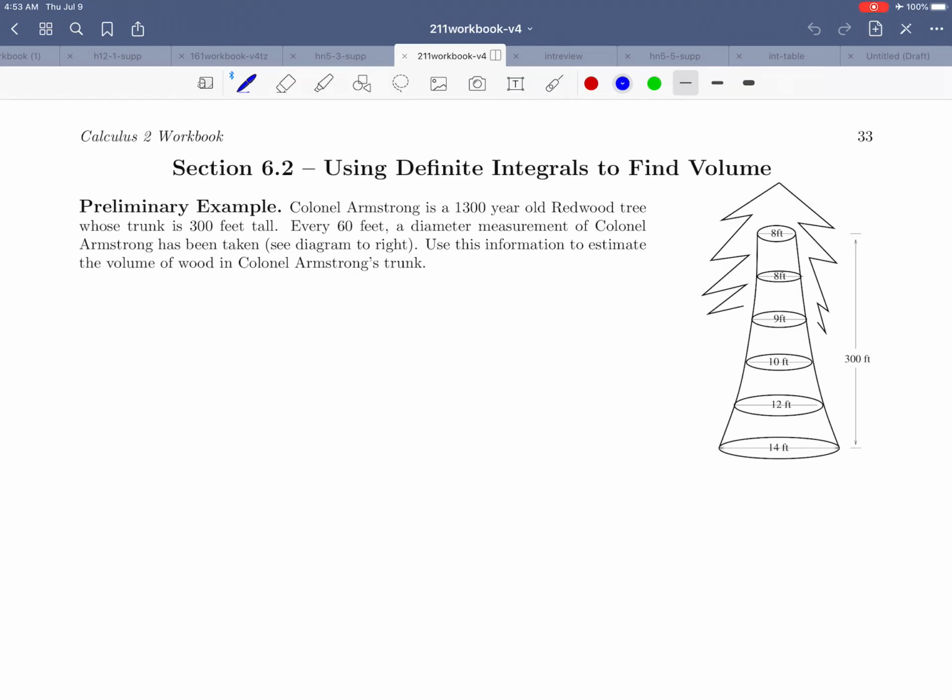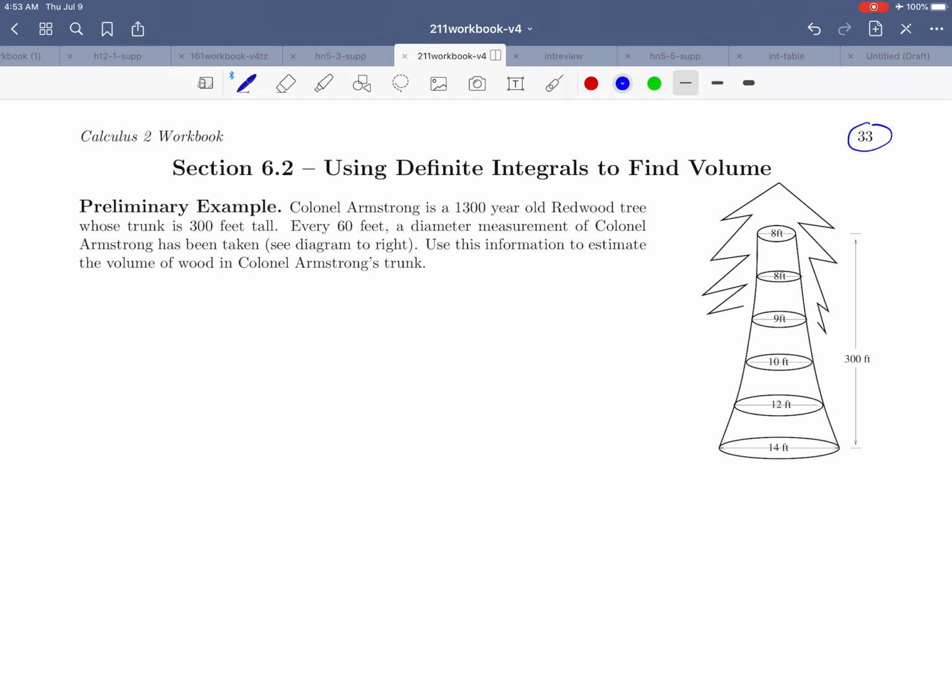Hello everybody, and welcome to the beginning of section 6.2, and this is page 33 that we're looking at. In this section, we are going to be talking about using definite integrals to find volume. The way I like to start out this section is with a nice practical example just to help you picture the general conceptual idea here.